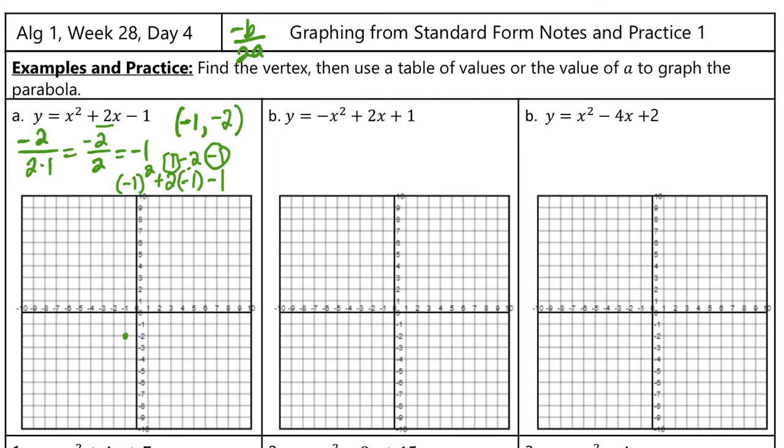And then we can look at A, and if A is something other than 1, we've got either a reflection or a stretch or a shrink. This one does not have any of those. We shifted left 1 and down 2, and then we have the normal parabola pattern of out 1, up 1, and then out 2, up 4.